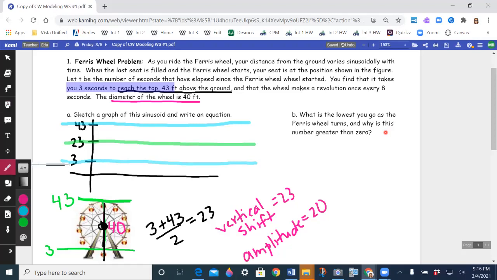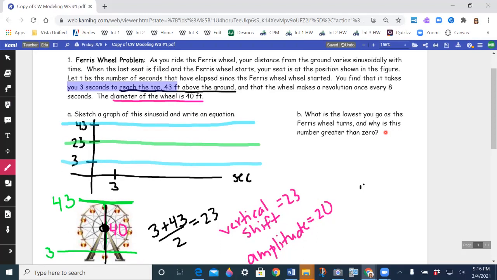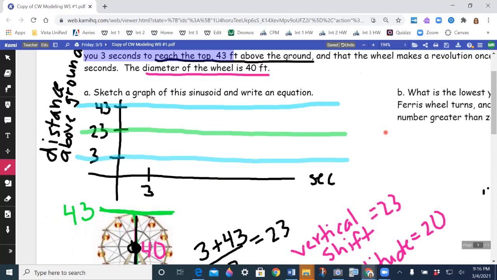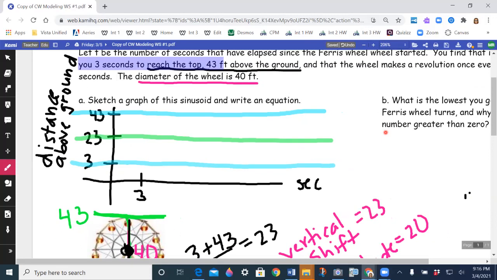So let me put that in here. This is going to be 3, and this is going to be seconds. And on the y-axis is distance above ground. That's what these numbers are representing. The x-axis is dealing with seconds. So I have a point that I can plot. I'm going to plot it in pink, nice and bright and big. I know that at 3, we are at a max of 43.